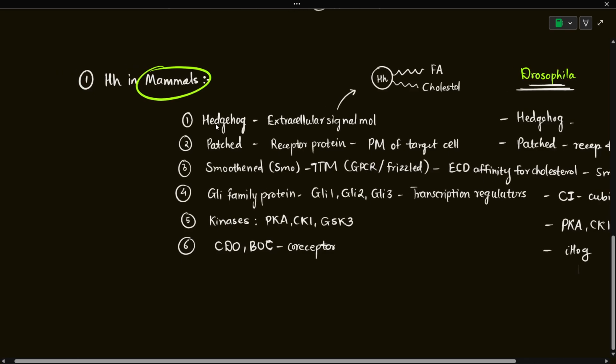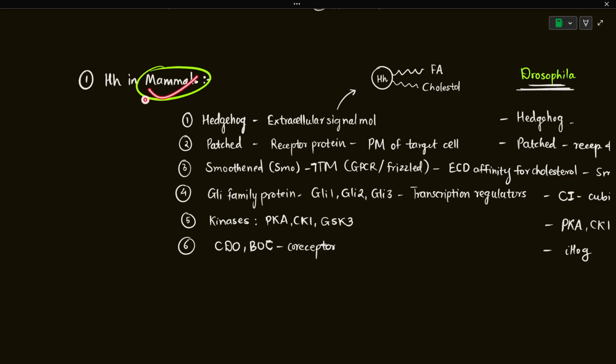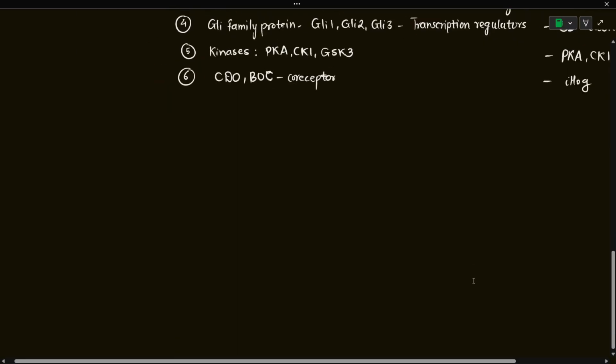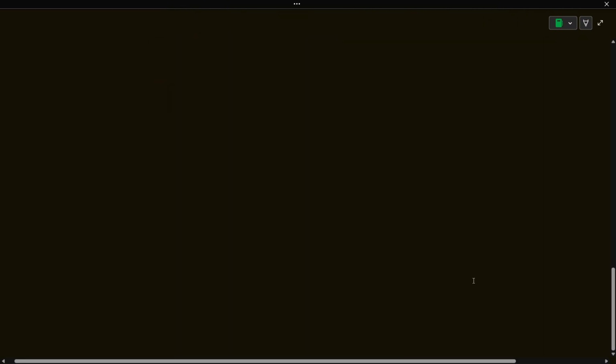So let's now discuss the canonical signaling pathway that is followed by the hedgehog extracellular signal by the cell in the mammals. So we are going to discuss the hedgehog signaling pathway in the case of the mammalian cell. Please follow this part carefully, because this is going to be important when I will be discussing the Drosophila part as well.